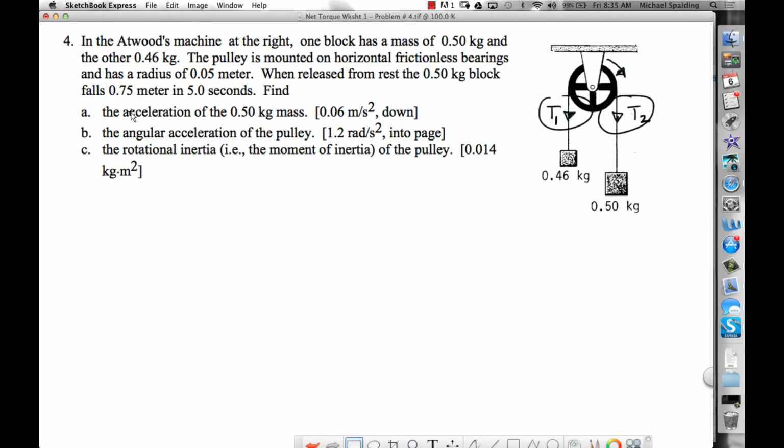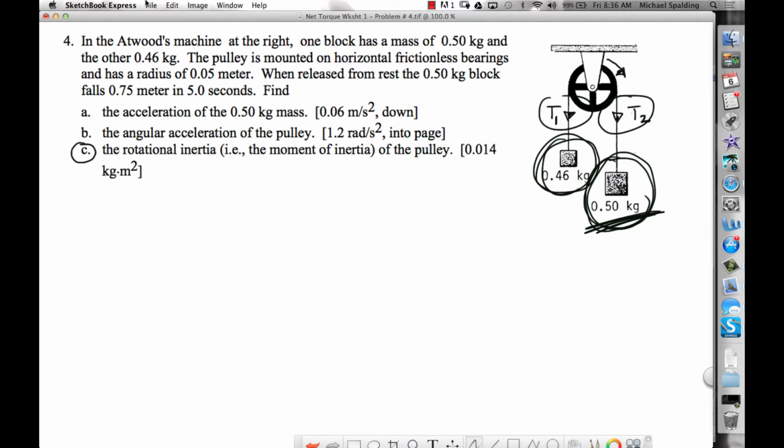So here's the text here. So we're finding the acceleration of the 0.5 kilogram mass. And by the way, the acceleration of this guy and the acceleration of this guy, same or different? Same, but if you read the problem, it makes it sound like the acceleration of this guy is different than the acceleration of the other guy. The two masses have the same acceleration because they're connected by a string. Okay, then we're going to find the angular acceleration of the pulley and then the rotational inertia of the pulley, which is the hardest part. Part C takes the most time.